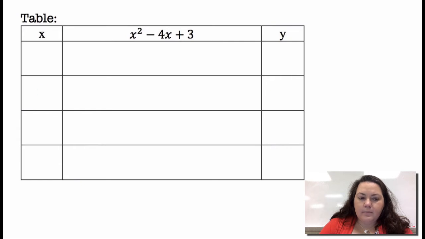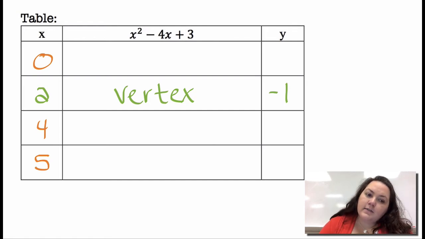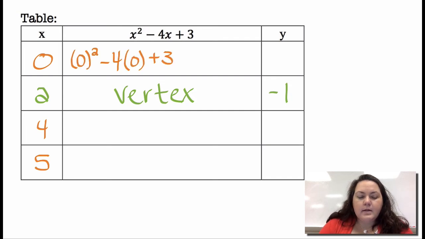Now I'm going to go to a table, and I'm going to put (2, negative 1) in the middle. I'm going to come up with some x values below and above my vertex. So I'm going to do 0, and then 4 and 5. I'm just picking some numbers below the x of 2 and above the x of 2. If I plug in 0, 0 squared minus 4 times 0 plus 3. You always want to try to use 0 and 1 because those numbers are easy to work with. So 0 squared is 0, minus 4 times 0 is 0, plus 3 gives me 3.